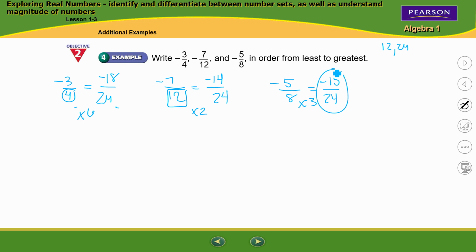Now that I have common denominators, I have 3 comparable fractions. And I need to order from least to greatest. So least is going to be whichever one is the most negative. This one is the most negative, meaning it's farthest away from 0 on the negative side. So that's going to be our smallest.